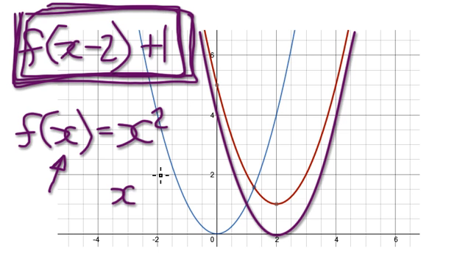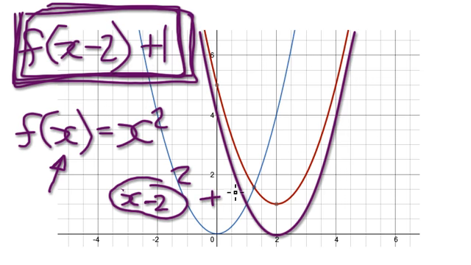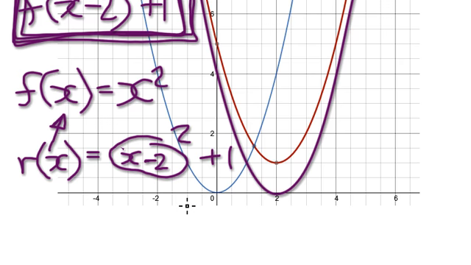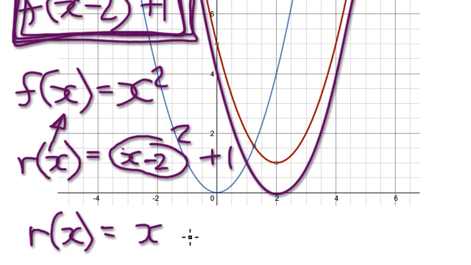At the moment you've got the bubble squared, but because we want to put x minus 2 into there, we're putting x minus 2 in and then we've got to square it, and later on we've got to add 1. So you see this red line here, let's call it R for red. The function R of x is equal to (x minus 2) squared plus 1.